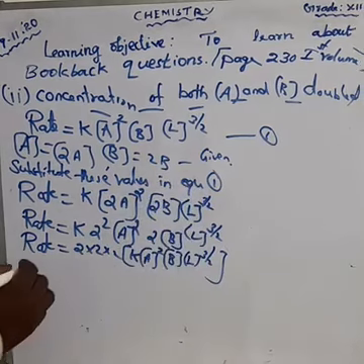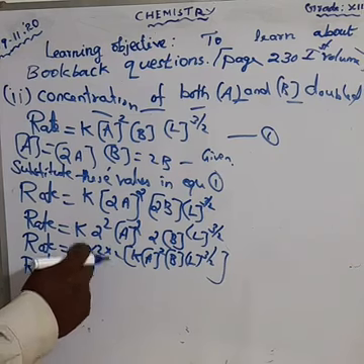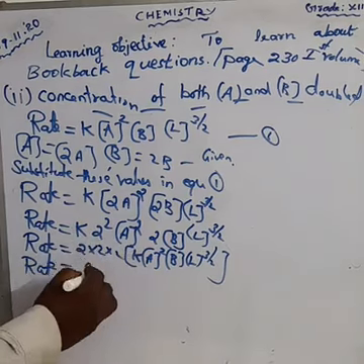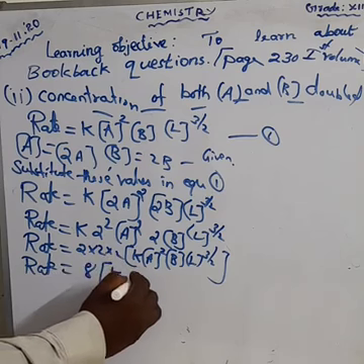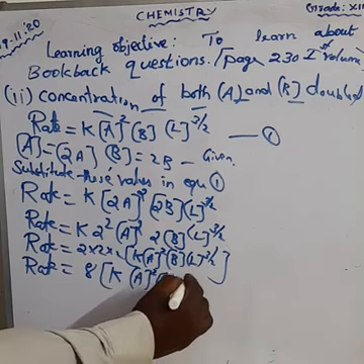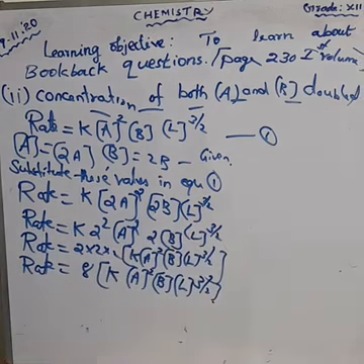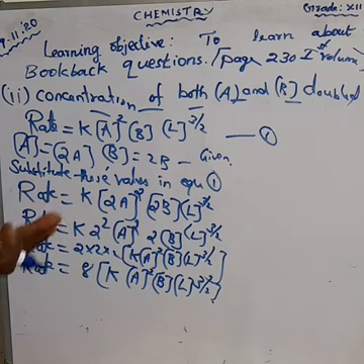Then rate, 2 into 2 is 4, 4 into 2 is equal to 8. 8 K A square B L 3 by 2. Here, that is the first topic, that is the concentration of L is quadrupled. Am I right? Here the 1 and 2 equation is over.